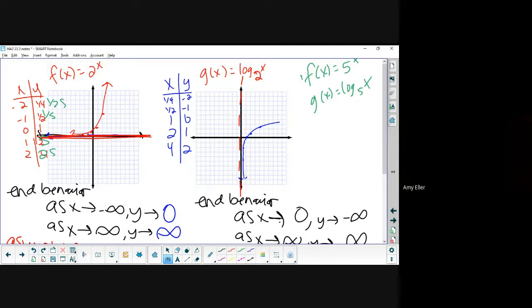And many of your relationships would work out the same. Many of your answers would be exactly the same. I believe your x and y intercepts would remain the same. Your behaviors would remain the same. Your asymptotes would remain the same. Domain and range, if I said that, would be the same. I don't know anything that would switch. Your graphs would hit different points, but many of these things would remain the same.